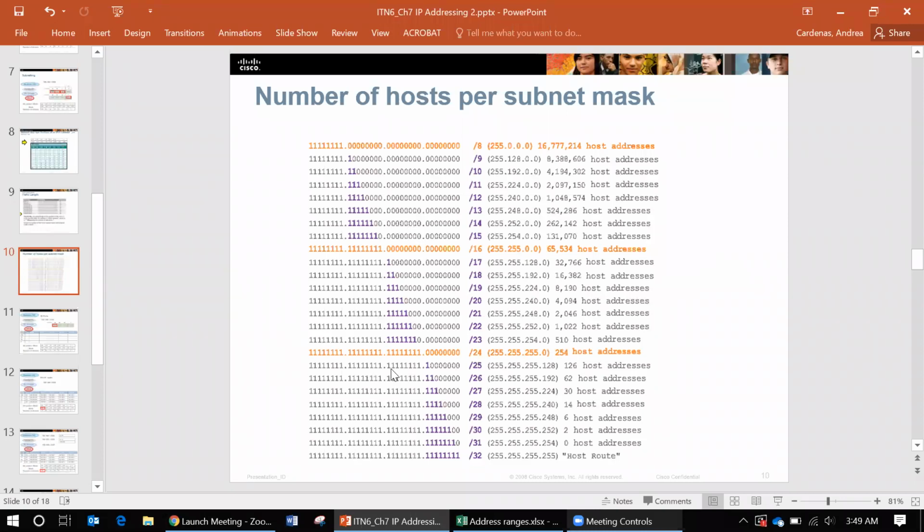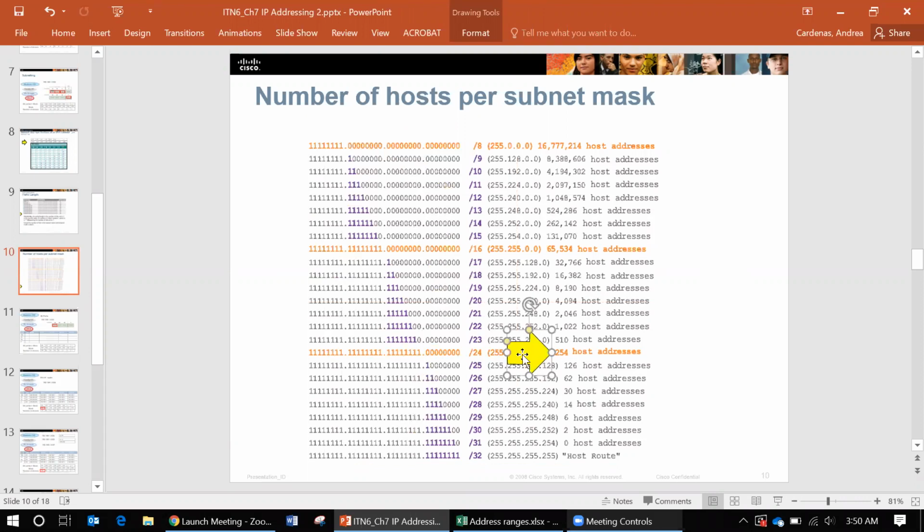One more quick representation here. We have a /8 again. We have 8 bits. And just as we saw before, the number of bits continues to increase depending on what the bit prefix is. And this is a good representation of how many hosts. So we've been looking at a /24. So you have available 254 hosts.